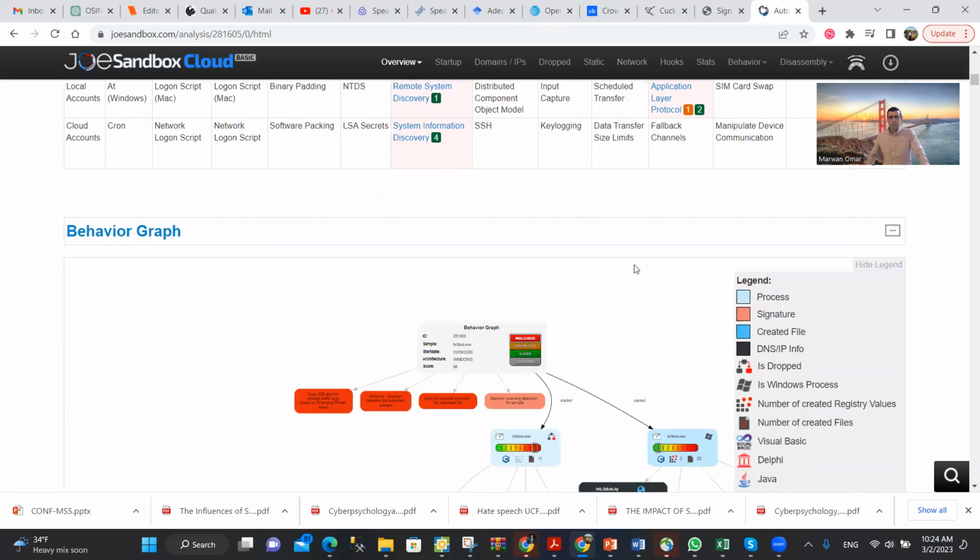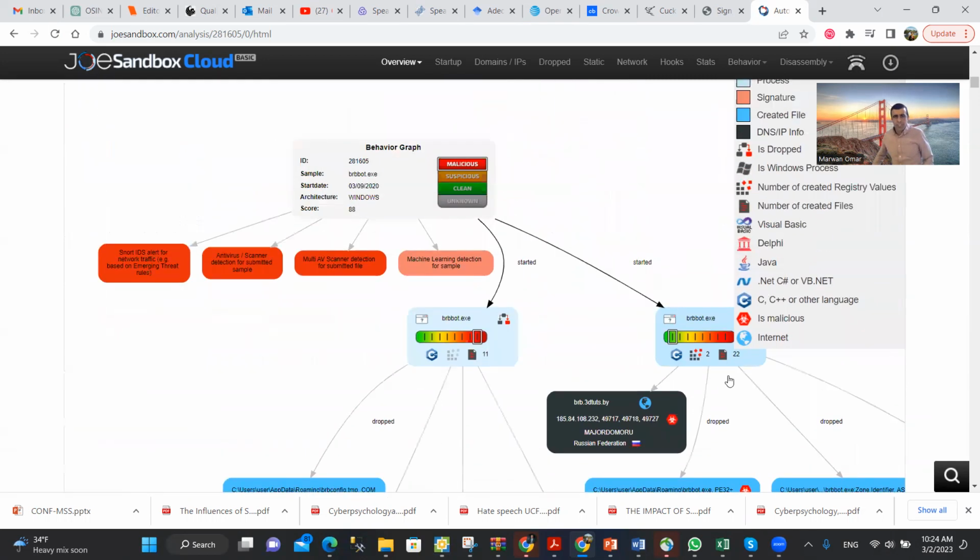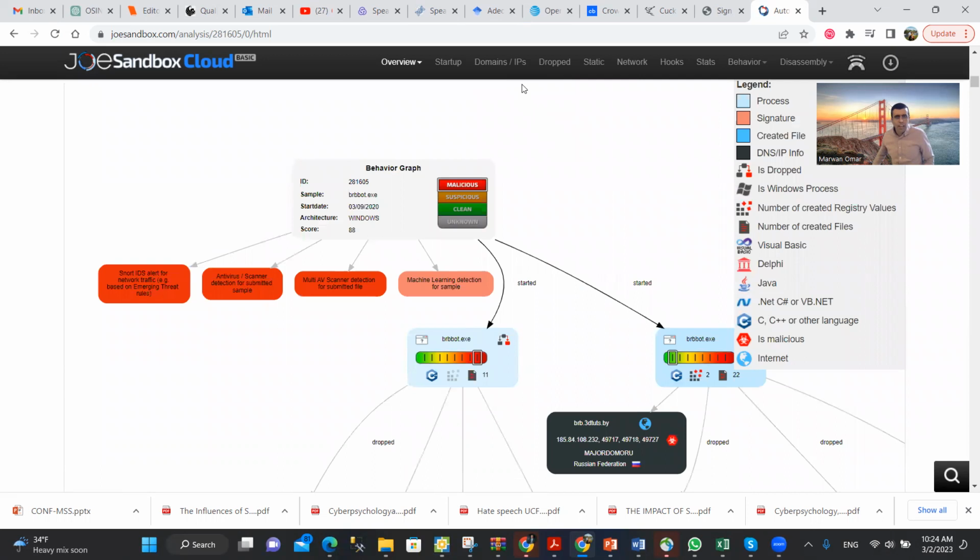So this is what we were referring to when we mentioned the behavioral analysis. So you run a malware specimen in a virtual controlled lab environment, like a virtual machine. And when you run it, you can see here the behavior graph. How does the specimen behave when it's run?